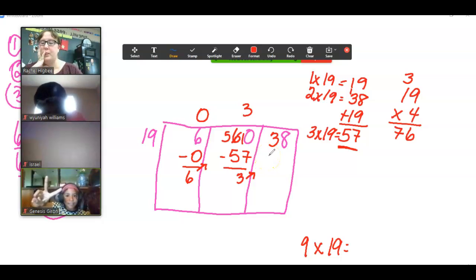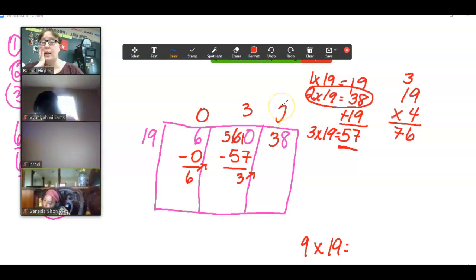Look at the work we did already. Genesis says 2. Well, if I look over here, look at this. That tells me right there, 2 groups will get me exactly what I need. 2 times 19 is 38. So do I have a remainder? I don't. There's no remainder on this problem.